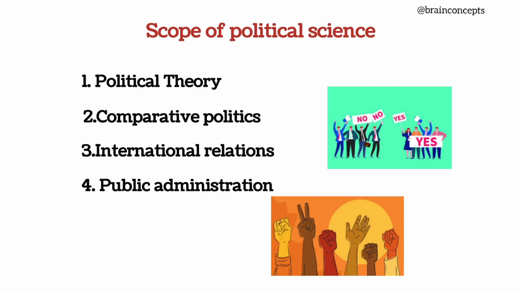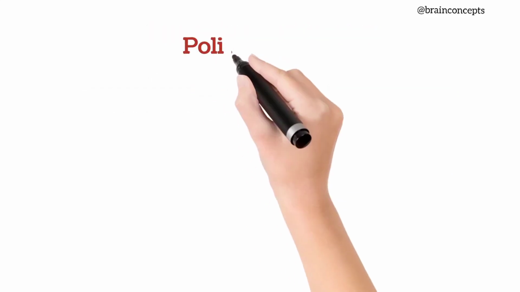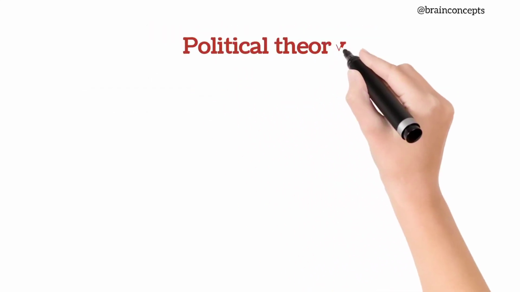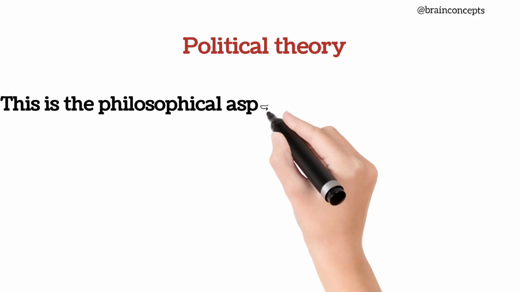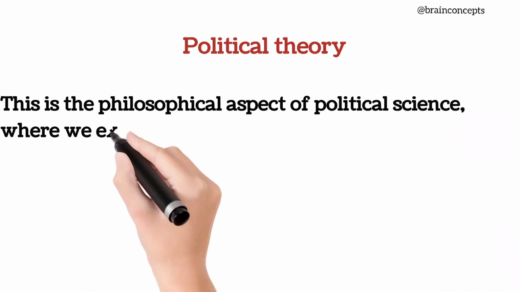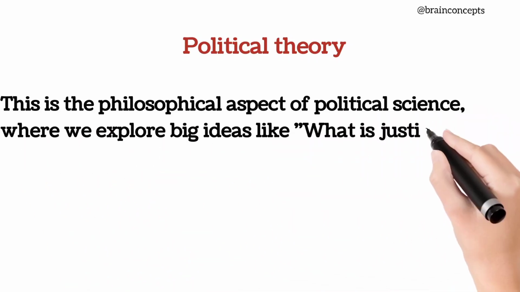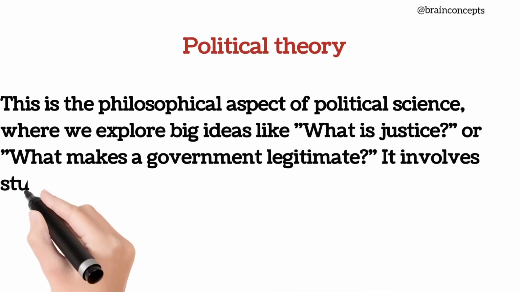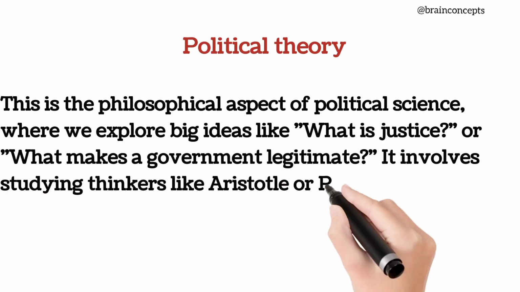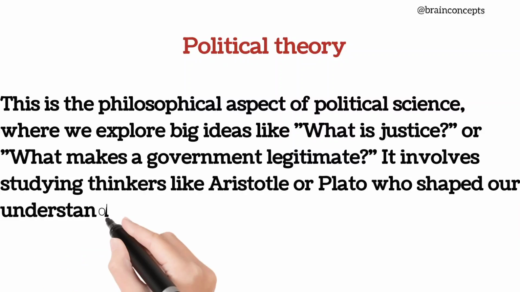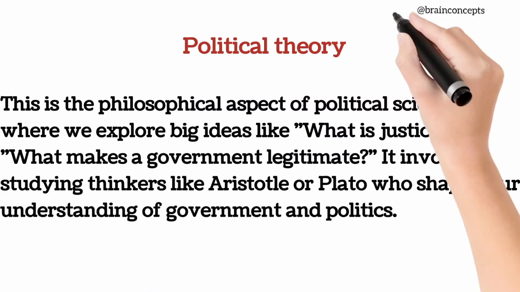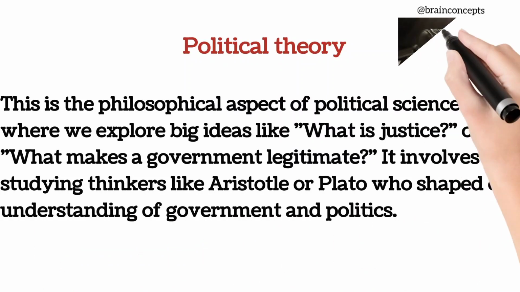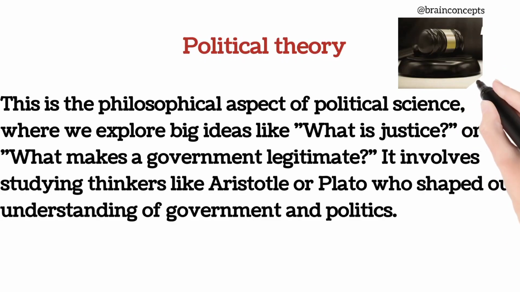Moving towards the first one, that is political theory. This is the philosophical aspect of political science, where we explore big ideas like what is justice or what makes a government legitimate. It involves studying thinkers like Aristotle or Plato, who shaped our understanding of government and politics.